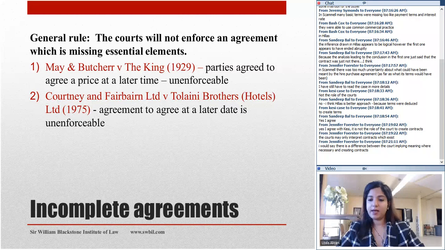It was accepted that an agreement may leave something to be determined in the future, for instance, by a third party, and still be certain, but it must not rely upon the parties coming to an agreement in the future. So on the facts, the agreement could not be made to work because it contained an agreement for the parties to agree the price at a later date. This kind of agreement is called an agreement to agree. So the court held that it was an incomplete agreement if the parties have an agreement to agree at a later date.